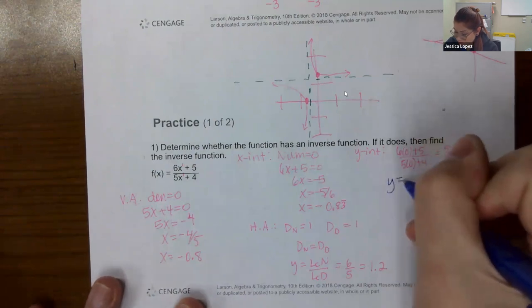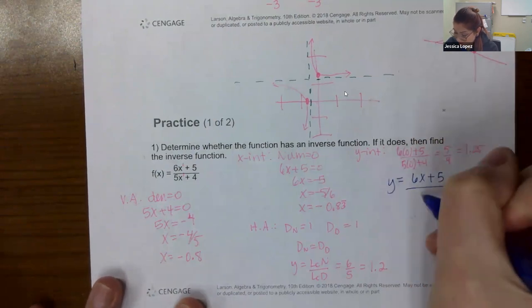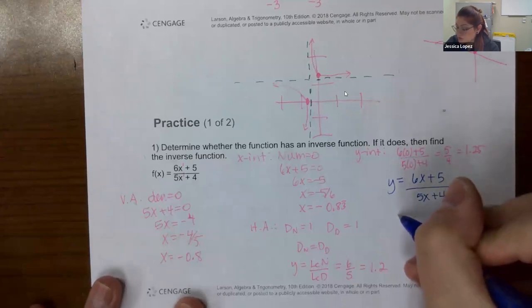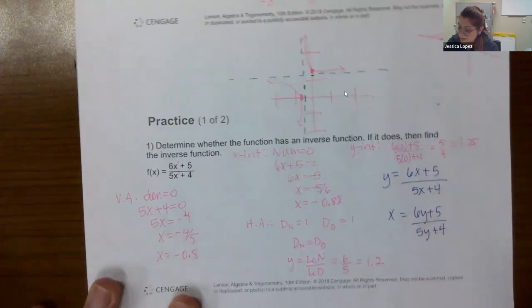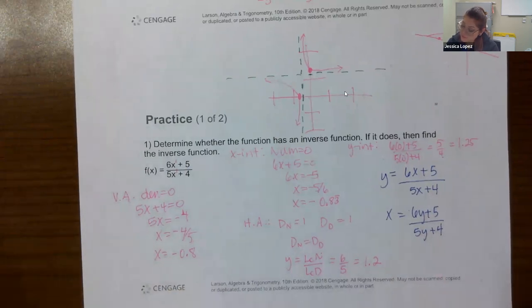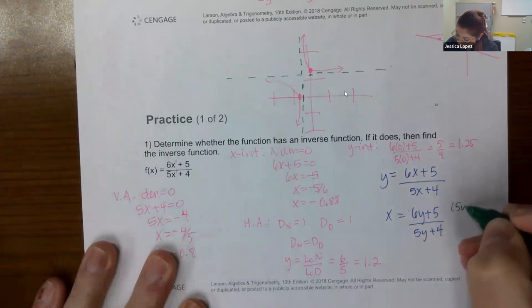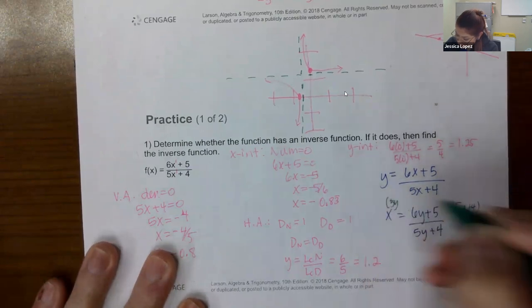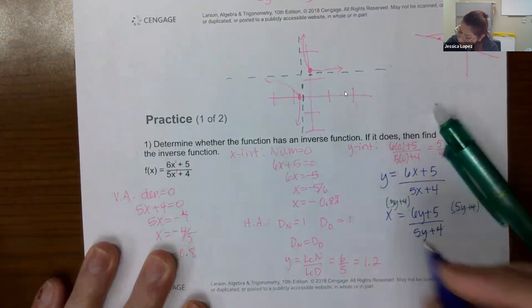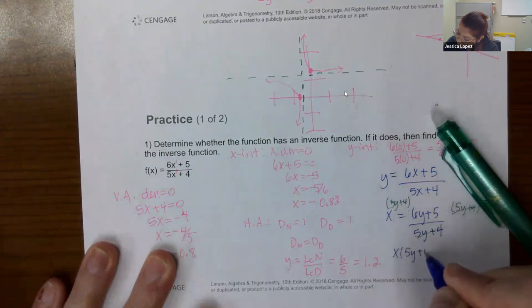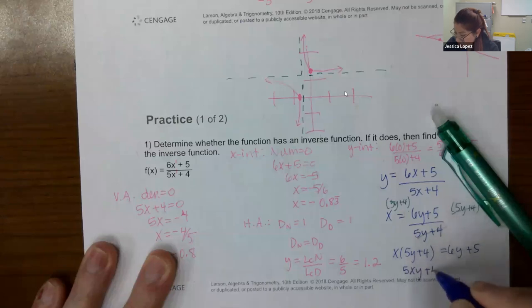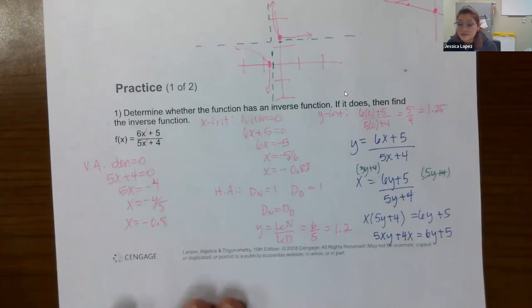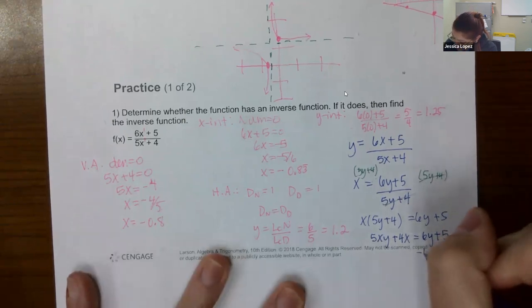We change the f of x to y. Then we interchange the x's and the y's. And then I have to solve for y. So I do have this fraction here. So I'm gonna multiply by the denominator to get rid of the fraction. So I get x times 5y plus 4 equal to 6y plus 5, which is 5xy plus 4x equal to 6y plus 5.